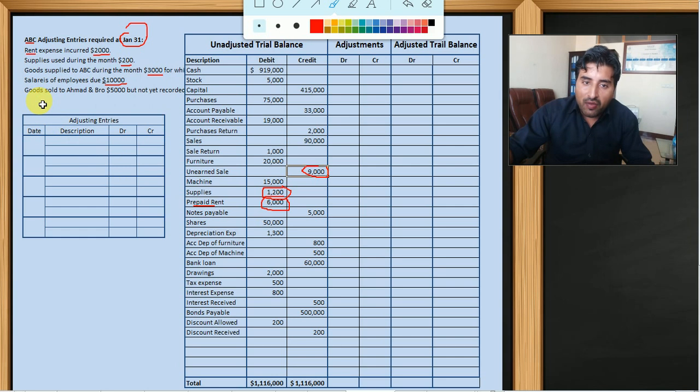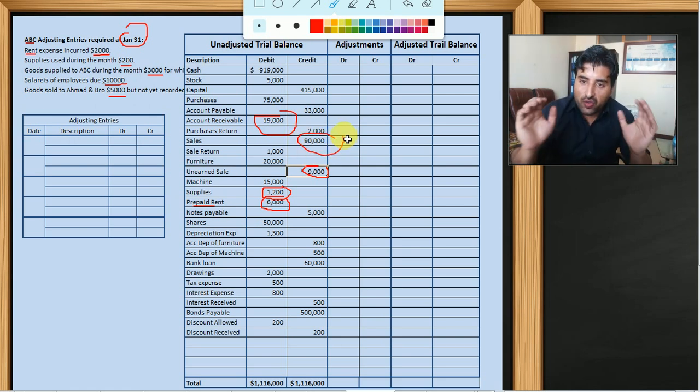And finally we have goods sold to Ahmad and Bro, $5,000, but not yet recorded. So here you have sold goods on account. How much? $5,000. Now this is simply, you have generated the revenue, you have earned $5,000, but you have not yet recorded this value. So what you have to do, you have to debit account receivable. So it means the account receivable account is affected, and also you have to credit the sale account.